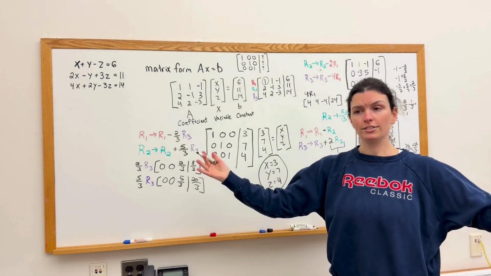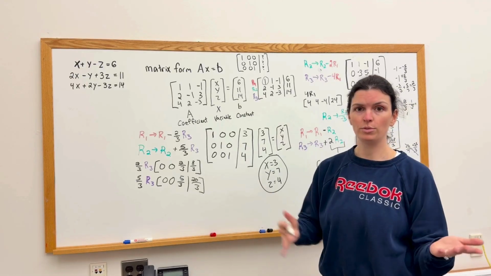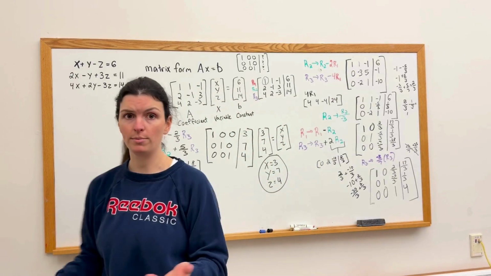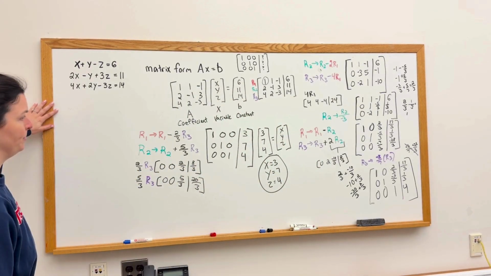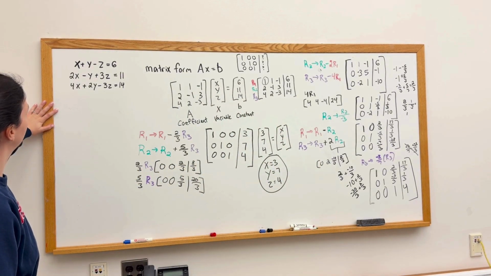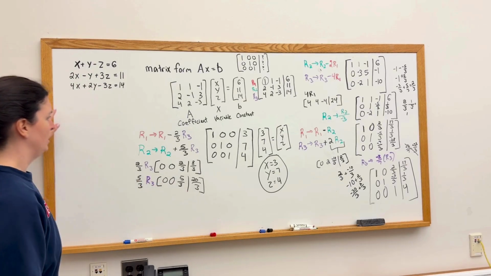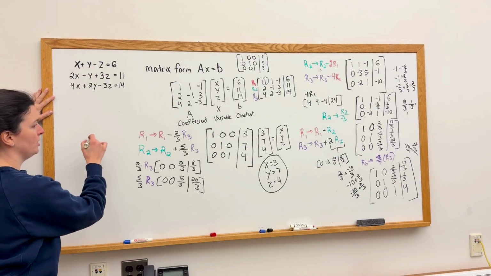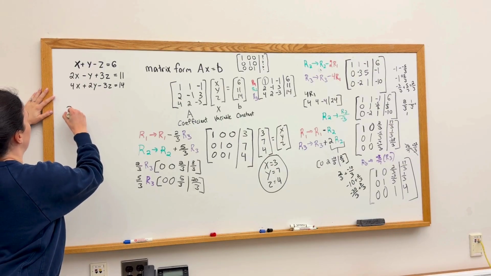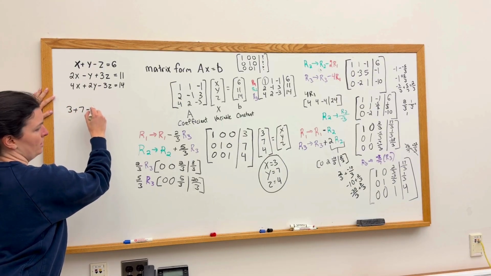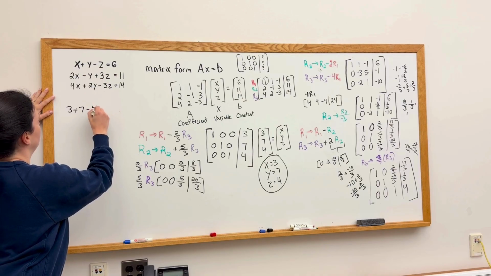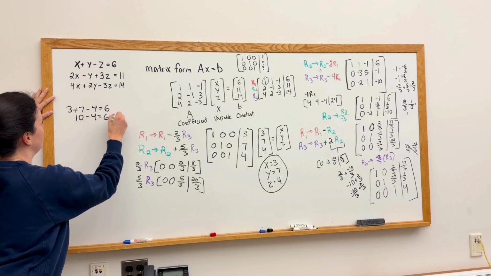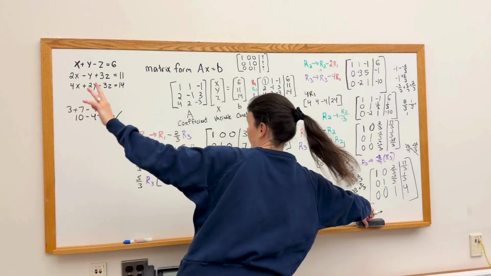Are we done here? No. It's always important to double check the equations at the beginning. So let's just plug them in real quick, make sure that everything works out. So let's start. x plus y minus z equals 6. x plus y, 3 plus 7, minus z, which is 4, is equal to 6. Is that true? 10 minus 4 equals 6. Yes, that is true. It works out.